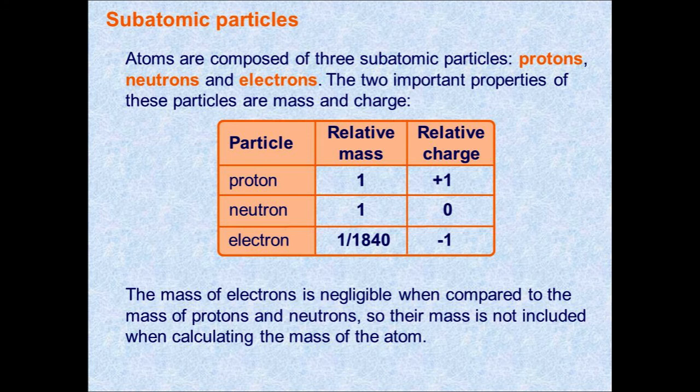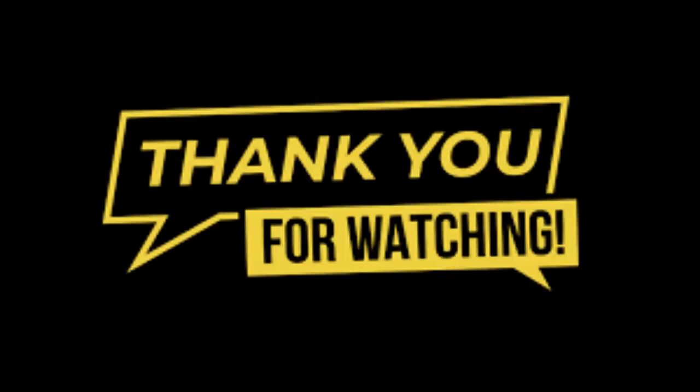Atoms are electrically neutral. This is achieved by having the same number of electrons as protons. The negative charge of an electron exactly cancels out the positive charge of a proton.